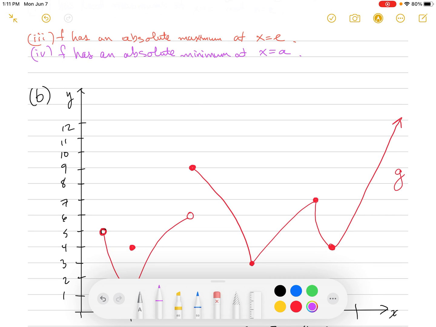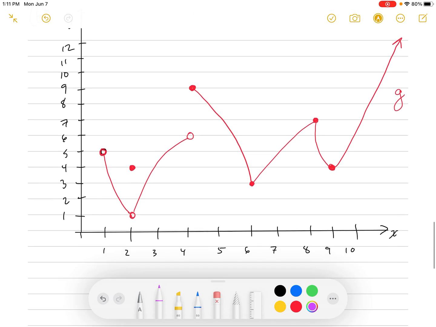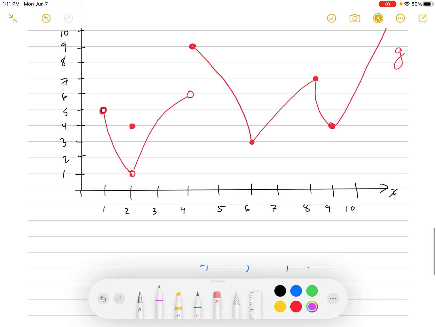Okay, so we're going to do the same thing for our next graph. We've seen this graph earlier when we were doing increasing and decreasing, but now we're going to apply that to the maximums and the minimums.